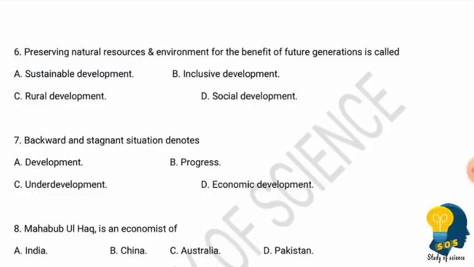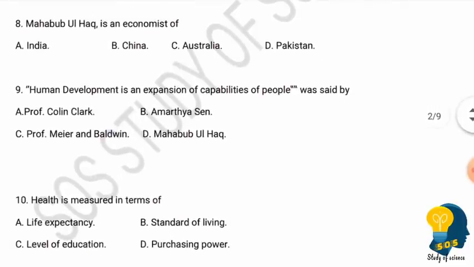Backward and stagnant situation denotes, and the options are A. Development, B. Progress, C. Underdevelopment, D. Economic development. The right answer is C. Underdevelopment. Mahbub Ul Haq is an economist of, options are A. India, B. China, C. Australia, D. Pakistan. And the right answer is D. Pakistan.